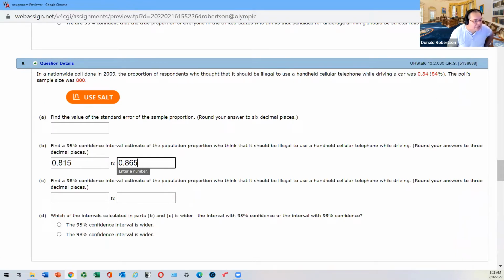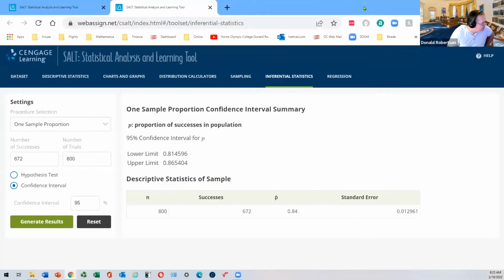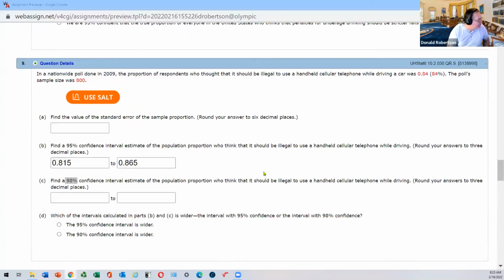And then they go and ask you to get a 98% confidence interval. Well, at least that's different. If you want a 98, can't you just change one feature, which is that, and then generate new results? And now it's 0.809 and 0.870. Have you noticed that this interval is a little bit bigger, right? The 98% interval, these numbers here, are a little bit bigger than that one.